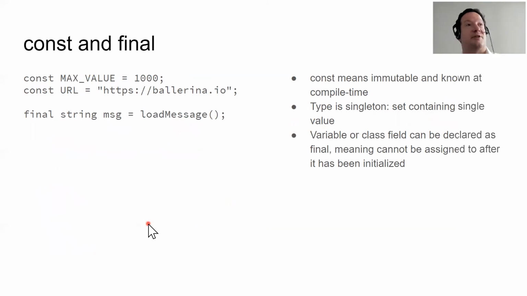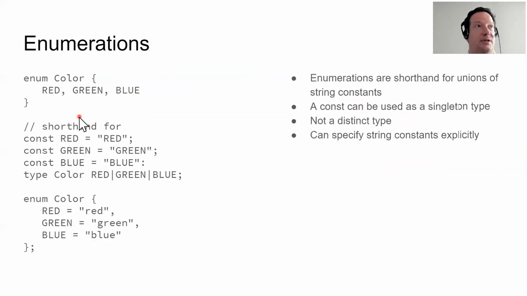Okay, const and final. So we have consts. Consts are a little bit like C++. They're compile time known values, and since it's compile time known, it's immutable. We also have final, which is like in Java. That is not known at compile time, but you can't reassign it. So with final string message, once you've assigned whatever load message does, you can't change it. But we don't know what value it has at compile time. So those are pretty normal.